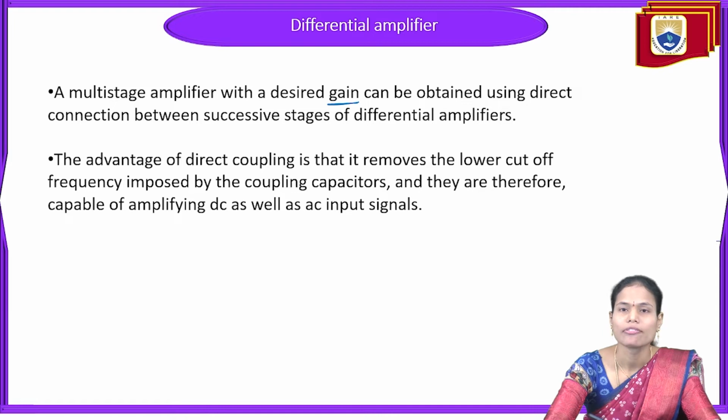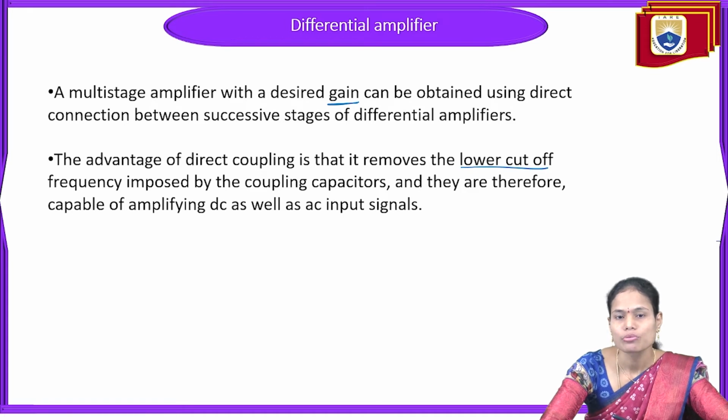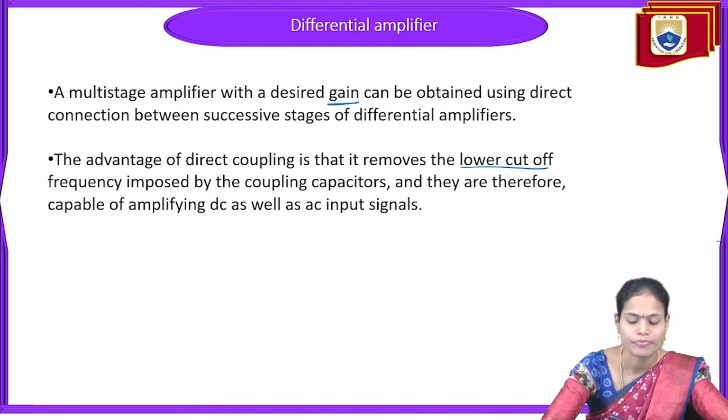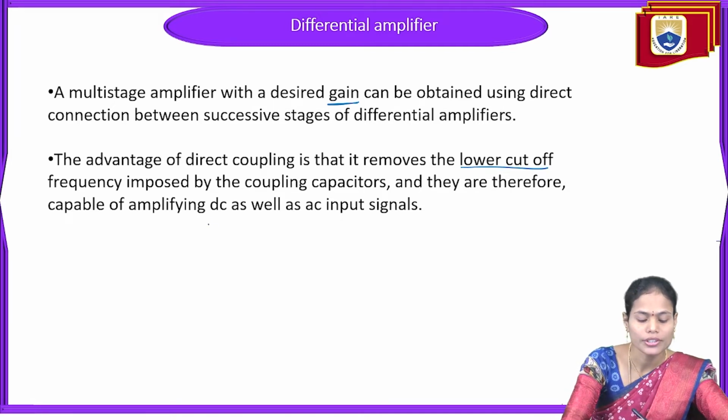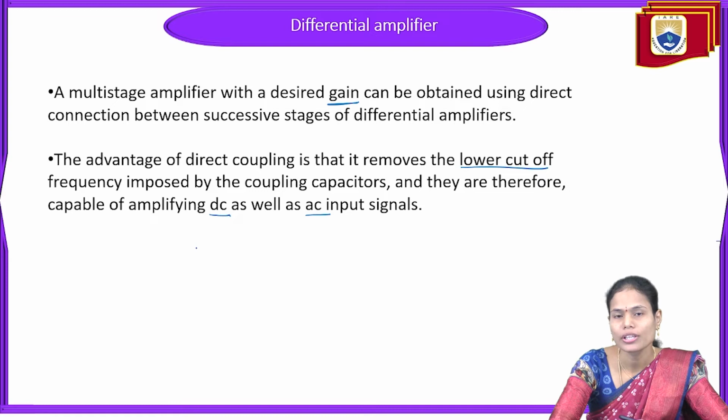Okay, and the basic advantage of direct coupling of the differential amplifier is that it removes the lower cutoff frequency imposed by the coupling capacitors. If, instead of directly connecting one stage to another, you use coupling capacitors, we may get the problem of a lower cutoff frequency. So in order to avoid that, we directly connect the output of one stage to the input of the next stage, so that it can amplify both DC as well as AC input signals. Why? Because we are not including any capacitors. If we include a capacitor, it allows only AC signals and blocks the DC signals.